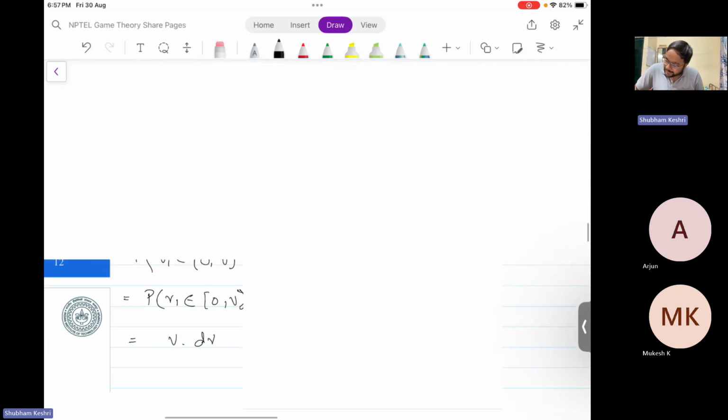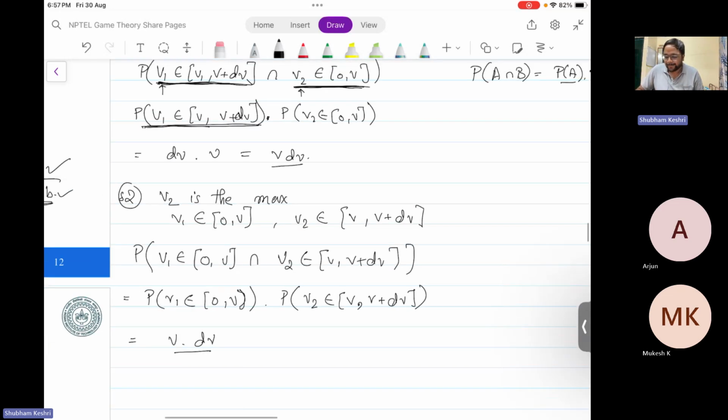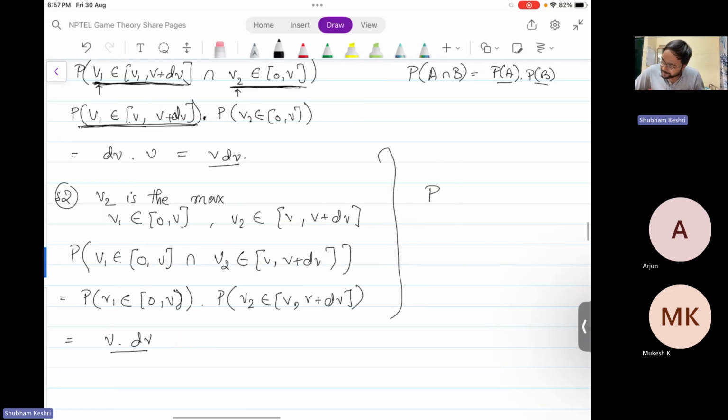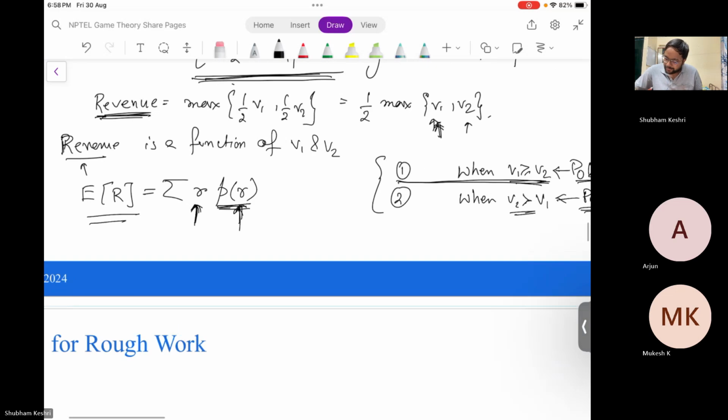Now you see, this is v dv and this is v dv. The question in the discussion forum was, why are we adding these two things? What it was saying is that the probability of this happening is v dv plus v dv. You don't need to do that also. You forget about that. You just use this expression and you will be able to obtain it.